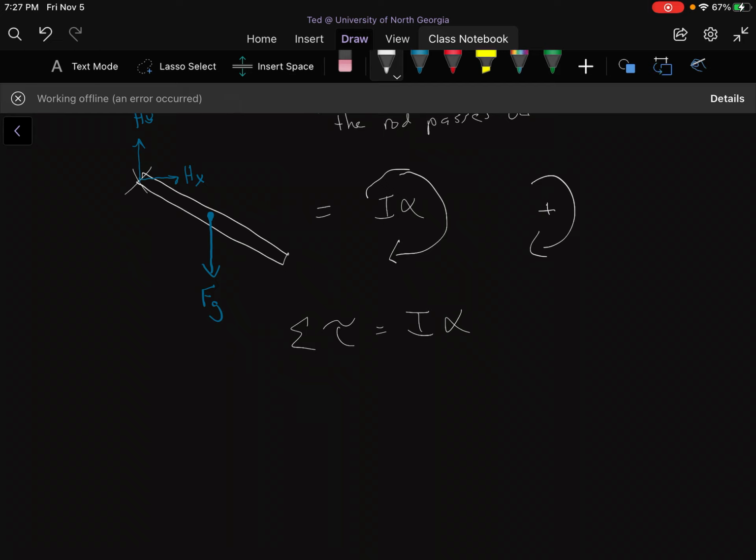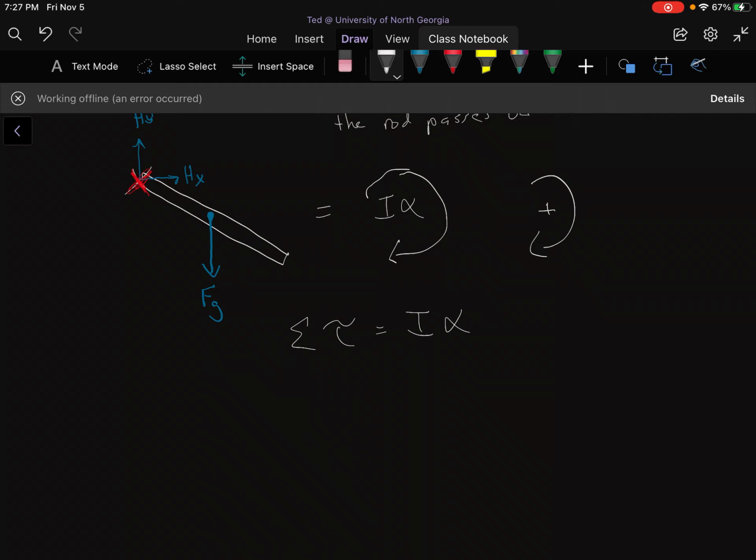Now, one difference between statics and dynamics, when things are actually moving, is that we don't get to pick any axis of rotation we want. We have to choose the axis of rotation that this thing's actually rotating about. And this thing's actually rotating about the end over here with the hinge, so that has to be our axis of rotation.